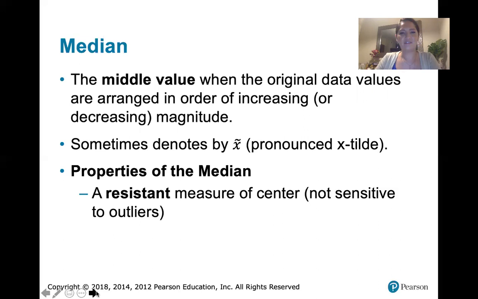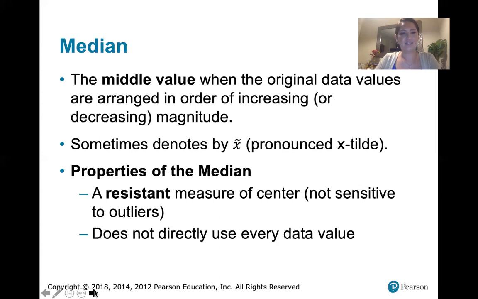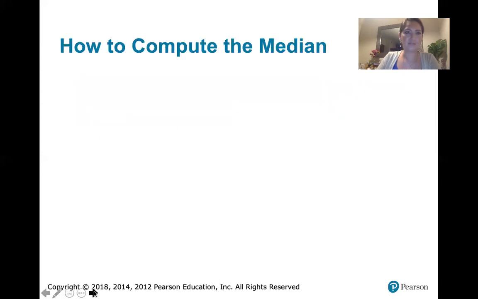And here are some properties of the median. This is nice because it's a resistant measure of center. If you add an outlier at the top of the list or at the bottom of the list, even if you add a couple of outliers at the top or the bottom, it really doesn't change that middle value in the list very much. So it's not particularly sensitive to outliers. So it's a resistant measure of center. The median does not directly use every data value. It really only uses the middle value in the list, or the middle two values if you have an even number of values on your list.